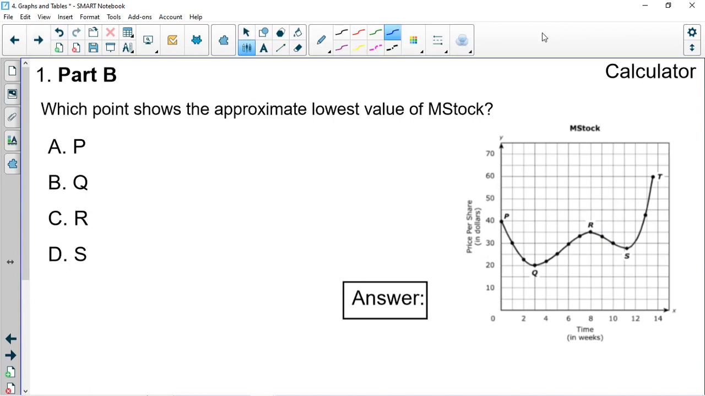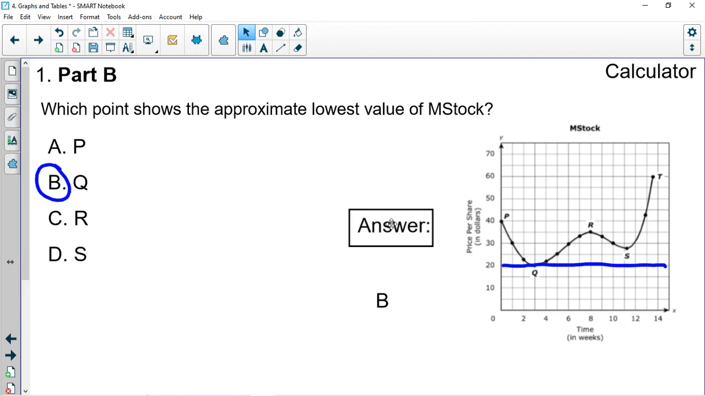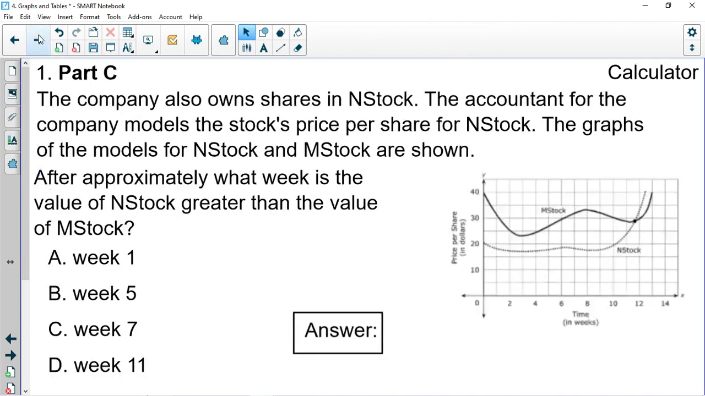Number one, part B. Which point shows the approximate lowest value of M stock? Well, if we look right here, the lowest value I see is right there. It never gets any lower than that point, and that point is point Q. So B is our answer, and I guess we check it. Yeah, B. That one wasn't too bad.